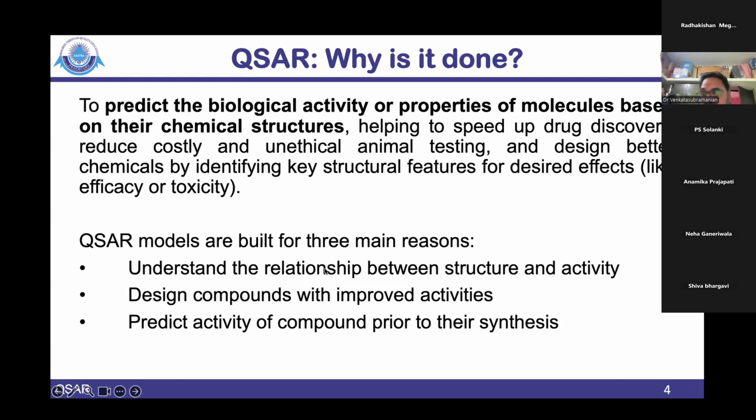One is to understand the relationship between structure and the activity. So how does the structure correlate to the activity? And then the next is to design compounds with improved affinities, improved activities. And then the third one is obviously to predict the activity of your compound prior to their synthesis.